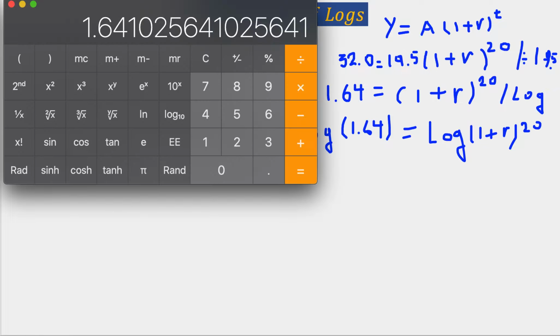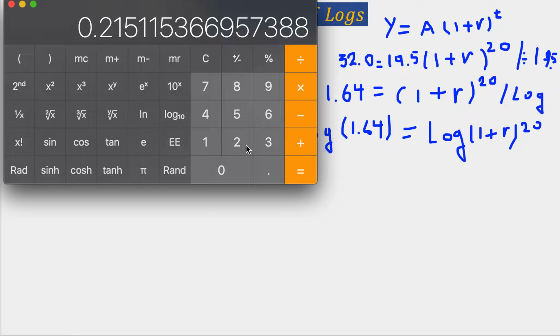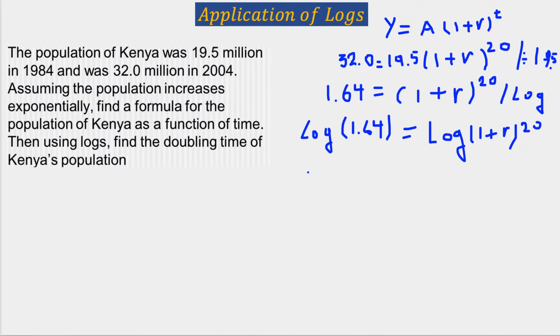Let me first find out the log. What is the log of 1.64? It is 0.215. I'm approximating this number, so when I find r it is not going to be an exact value, because I am truncating lots of decimals here. And according to the rules of logs, this 20 goes in the front: 20 times log of 1 plus r.